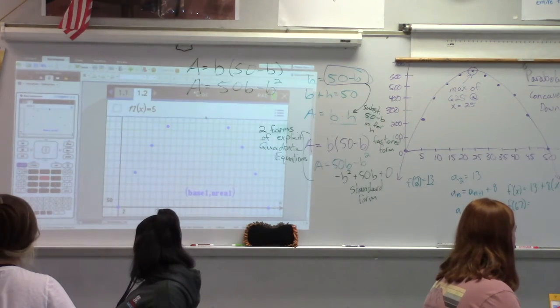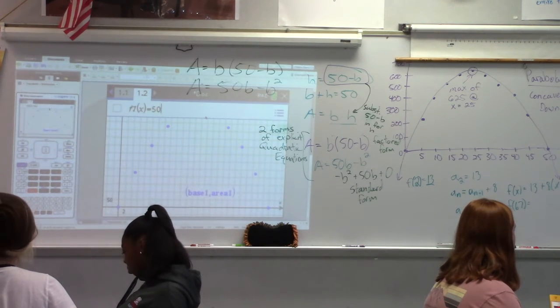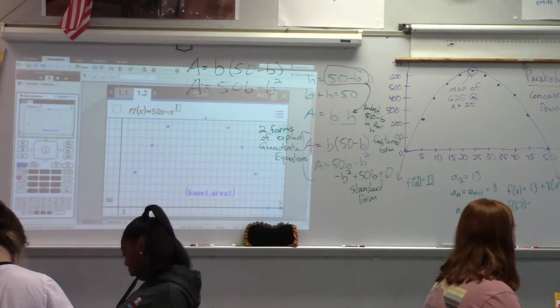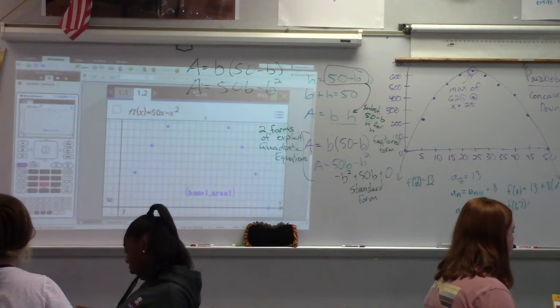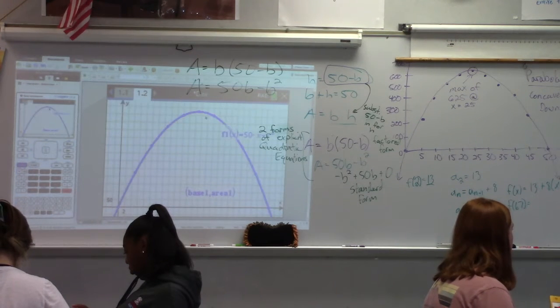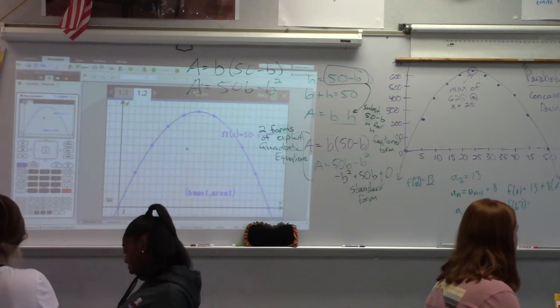By the way, you also need to use x, because x is the input. So you need 50x minus x squared. That's why it wasn't working. If you have b's in there, you need to fix that to x's. That's my bad. I know, b is better in terms of context.